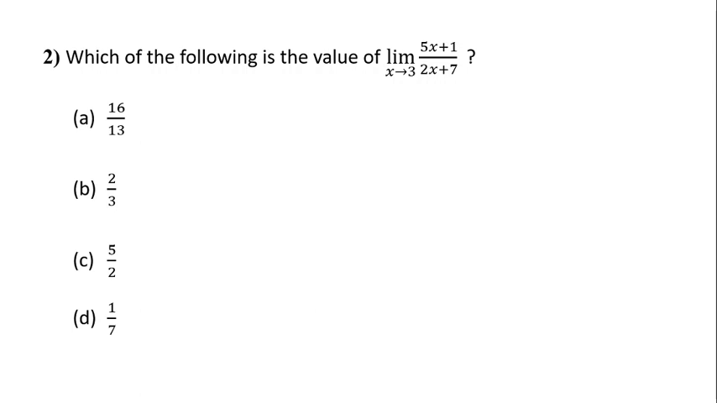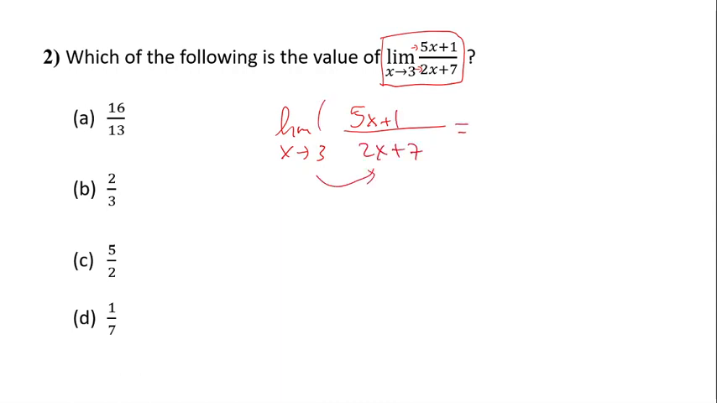Which of the following is the value of this limit here? If you have a polynomial here and a polynomial here, you can directly put 3 inside and see if there's an indeterminate case or not. So when x goes to 3, you put 3 and 3 here. You get 5 times 3 plus 1, and 2 times 3 plus 7, so it will be 16 over 13. There is no problem, the limit is this.